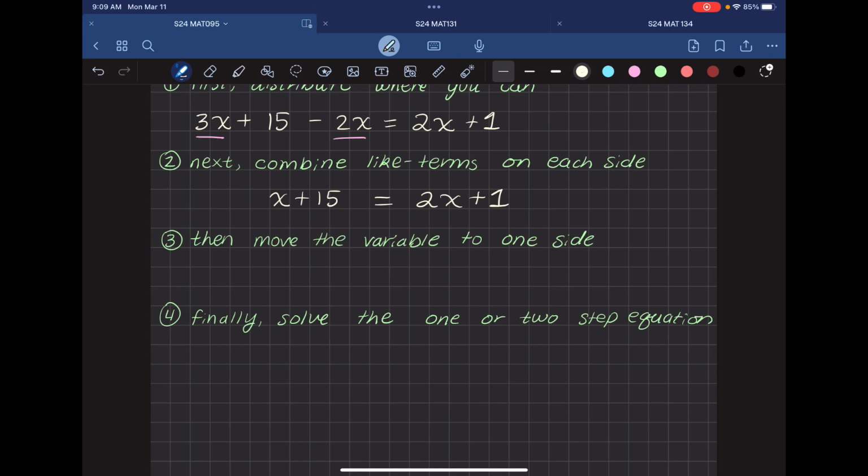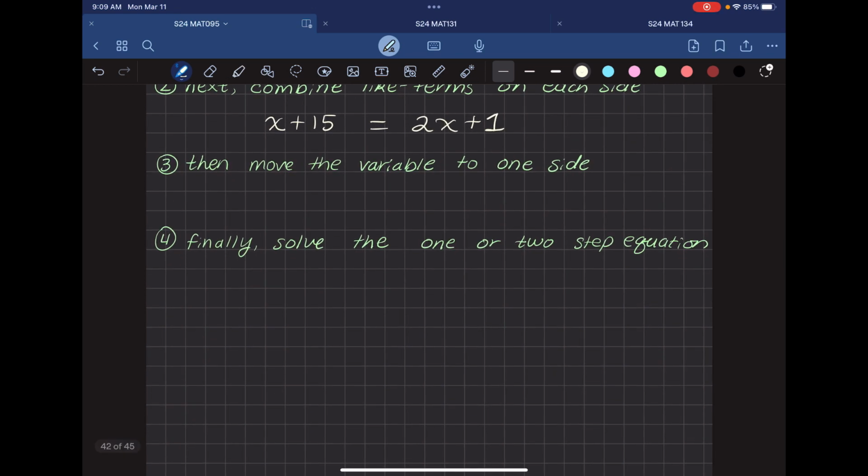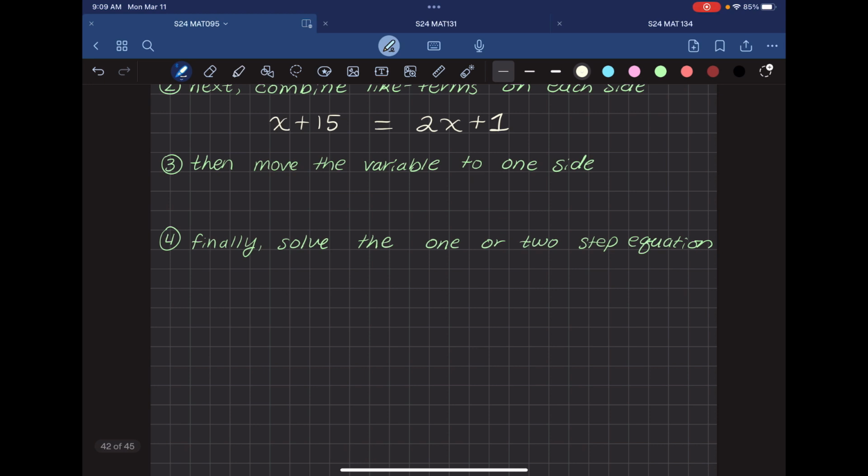We don't have any like terms to combine on the right. And then I would recommend that you move the variable to one side. So for this problem, that would mean either subtracting x from both sides or subtracting 2x from both sides. For this problem, I'm going to subtract the x from both sides. And we end up getting 15 is equal to 2x minus x is an x, and then we have the plus 1. And then the resulting equation after step 3 will always be a 1 or a 2-step equation.